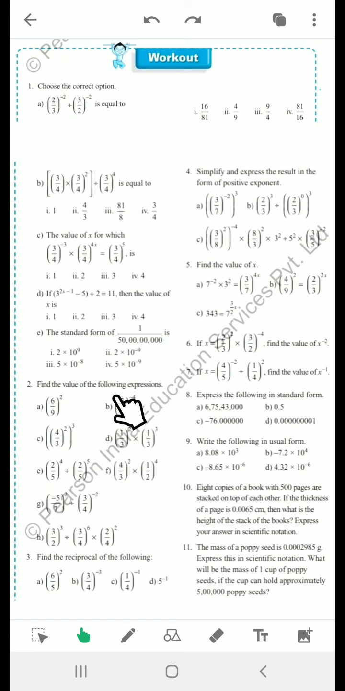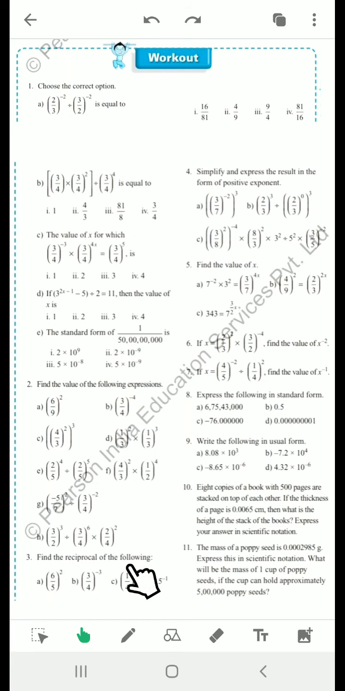Next, find the value of the following expressions. So use laws of exponents and you have to find the value. That means you have to solve it completely. You don't need to write the answer in exponent form. You have to solve completely. Okay, you have to find the final answer. So use laws of exponents there.